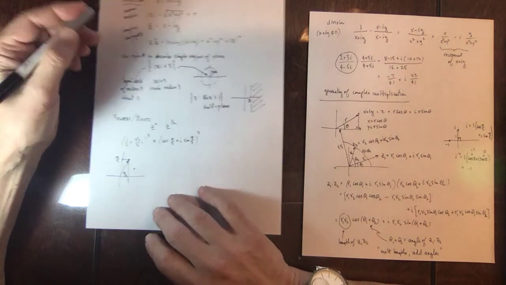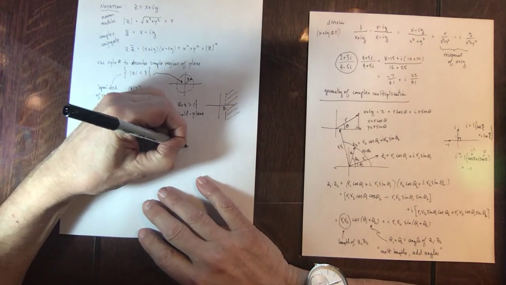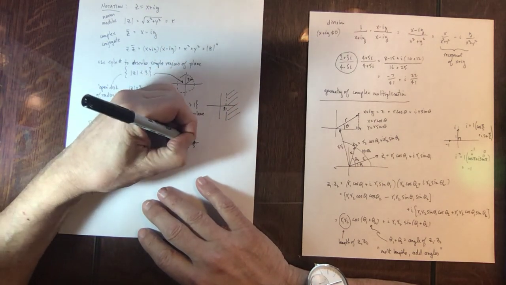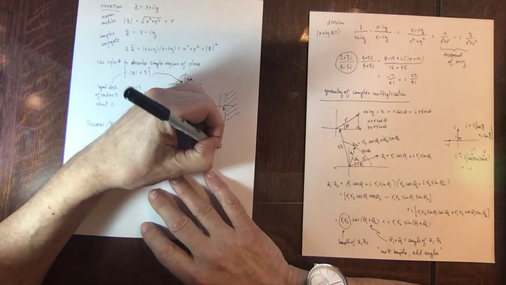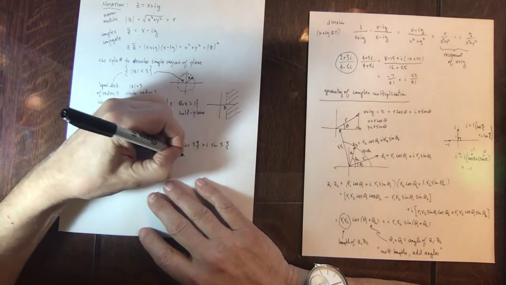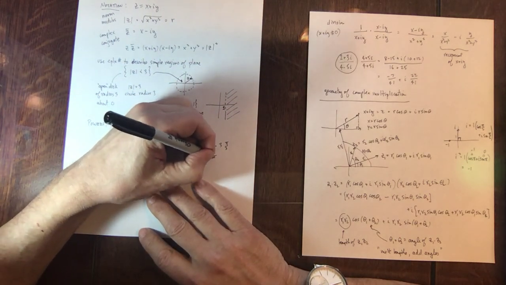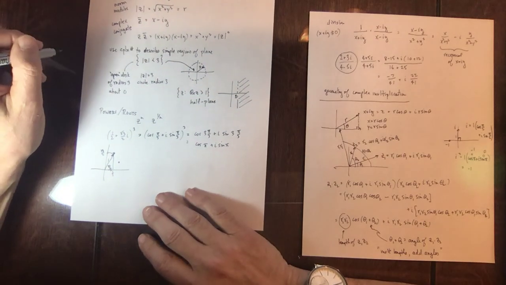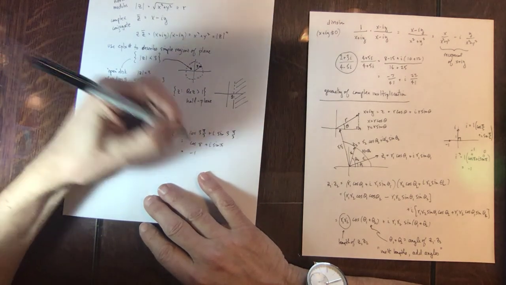Well, the length is 1, so it stays 1, but the angle will triple, so I'm just going to get the cosine of 3 times pi over 3 plus i times the sine of 3 times pi over 3. So that's just cos pi plus i sin pi, which is what? -1.